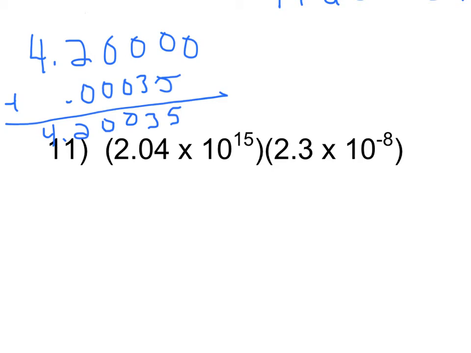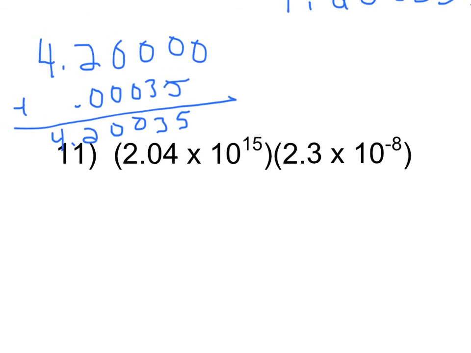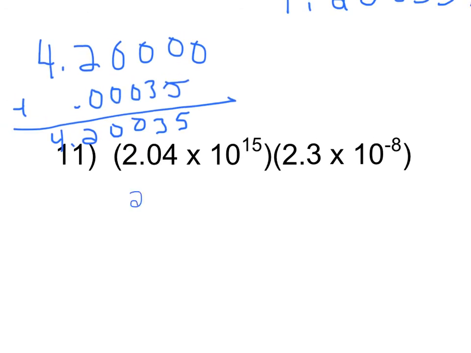All right, last problem like this. It's a multiplication, so we're going to regroup 2.04 times 2.3 times 10 to the 15th times 10 to the -8th. And we're going to do this part first.